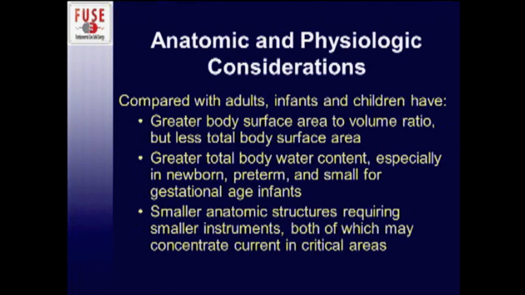As you know, adults are about 60% water. Neonates are born with excess total body water. It's mostly extracellular fluid, and they lose a lot of it in the first week of life. But still, most newborns are going to be about 75% water. And if you're operating on a premature infant, they can be up to 90% total body water. That's just something to think about. Finally, infants and children are going to have smaller anatomic structures requiring smaller instruments, and all of those can concentrate current in critical areas.